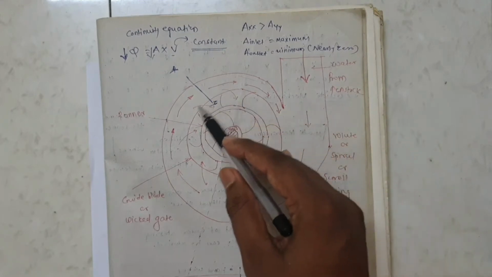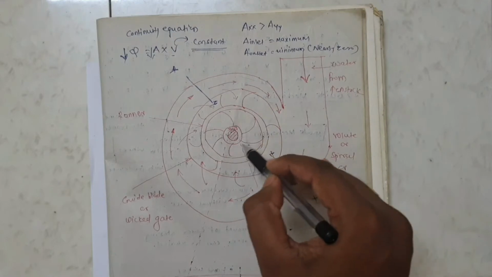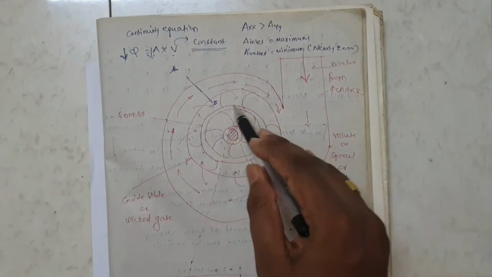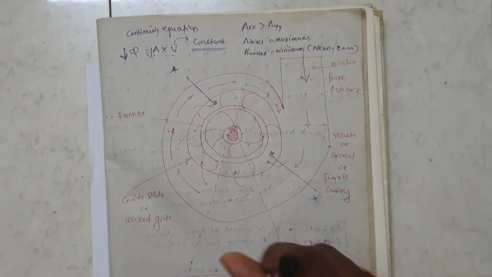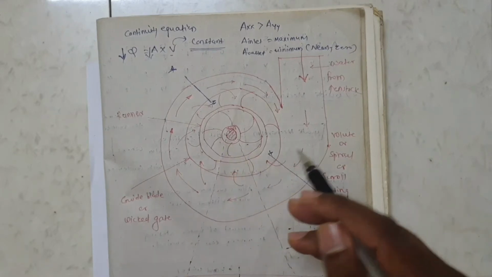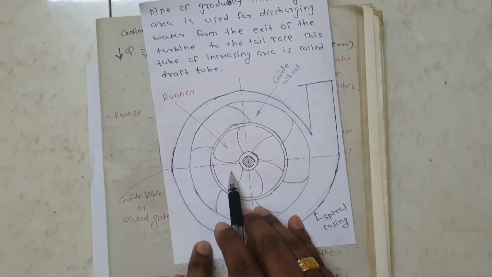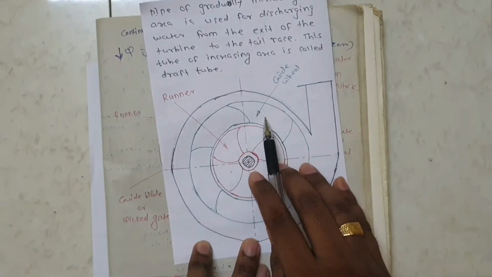And this is the runner. This is the inner part, the runner, and this is the guide vane. These are the guide vanes, and this is the runner. This red part is the runner and this green part is the guide vane.